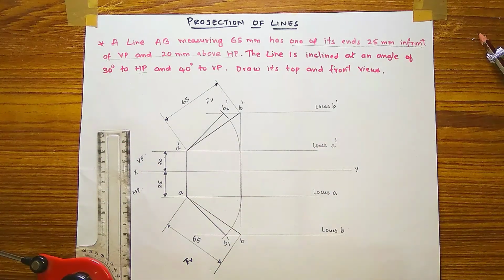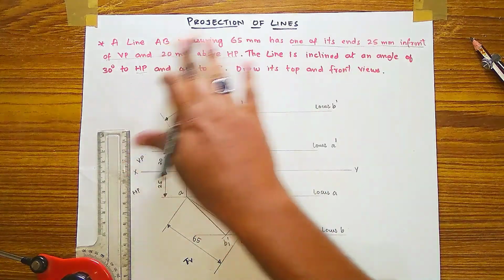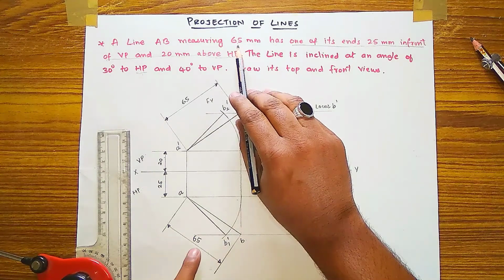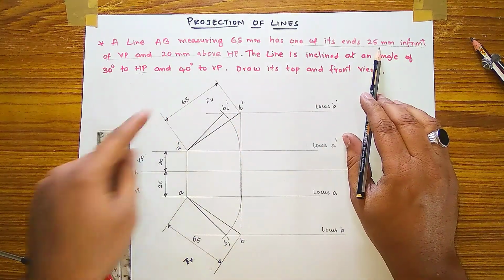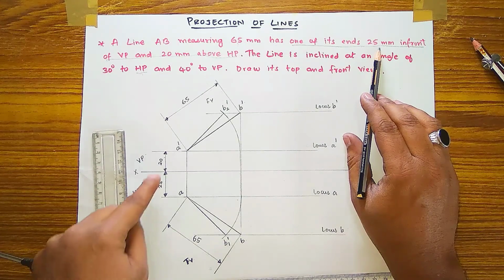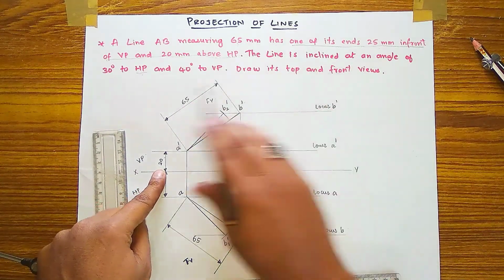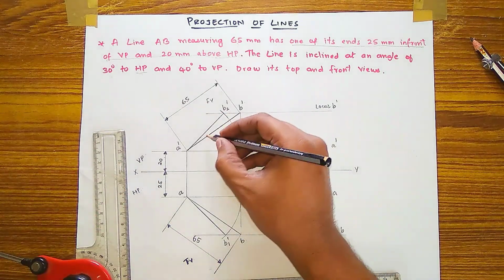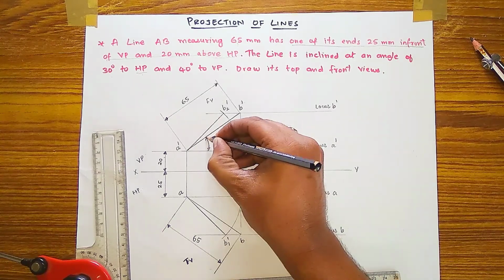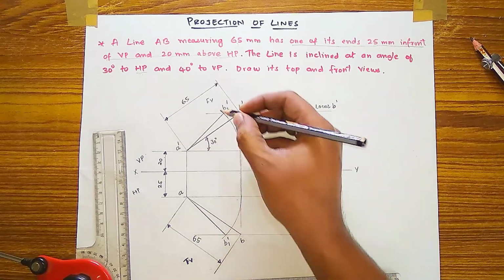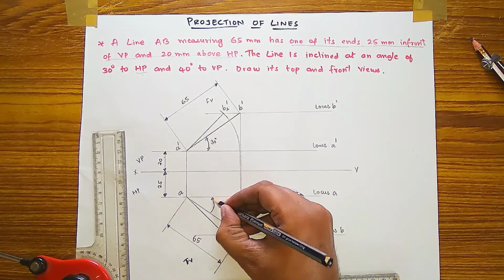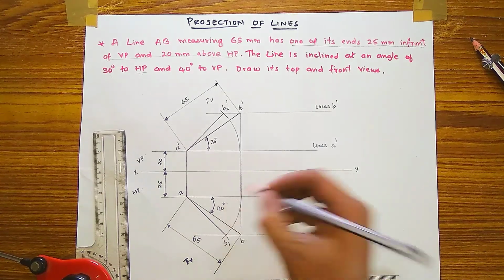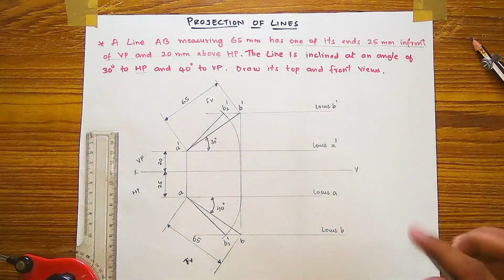Also an important note: however many dimensions are given in the question, you have to show them in the solution also. So for example, the 65 mm dimension I have shown already, and 25 mm in front of VP, and 20 mm above HP, and the angles of 30 degree and 40 degree I have to show. 30 degree to HP means where I have taken this line, the angle is 30 degree, and 40 degree inclined means to VP, sorry, HP. And this is the complete solution, all dimensions I have done.